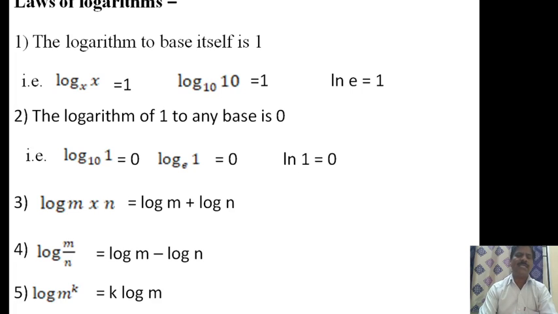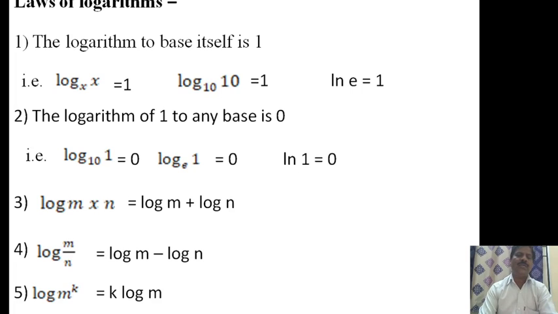Third is the multiplication rule: log of m into n can be written as log m plus log n. The logarithm of the multiplication of two numbers is taken as the addition of the logs of those numbers. Therefore log m plus log n. The fourth rule is the division rule: log of m by n is written as log m minus log n.